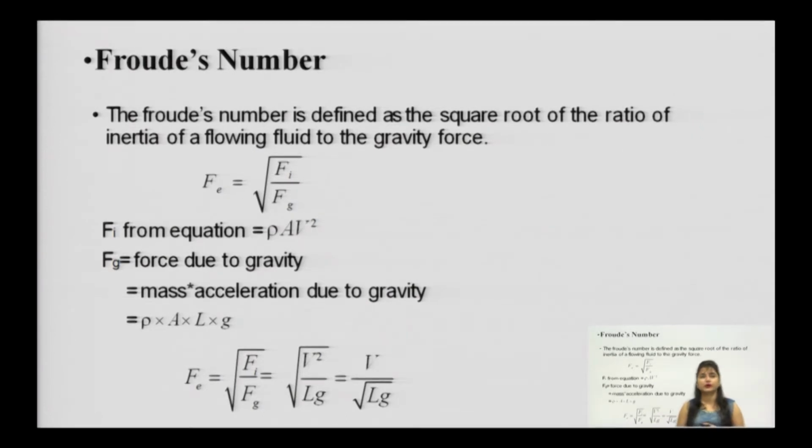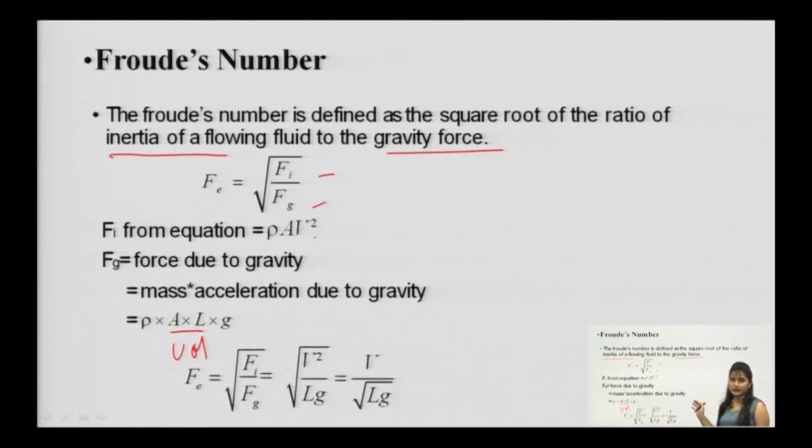Coming to Froude number, Froude number is defined as the square root of the ratio of inertia of the flowing fluid to the gravity. There you can see the square root of inertia and gravity. Inertia we have previously calculated, and gravity you can see again is mass into acceleration due to gravity. Mass you have written as rho into A into L, and gravity is g, and there you can see this A into L will be nothing but volume. So, rho density into volume is mass, then this is acceleration due to gravity.